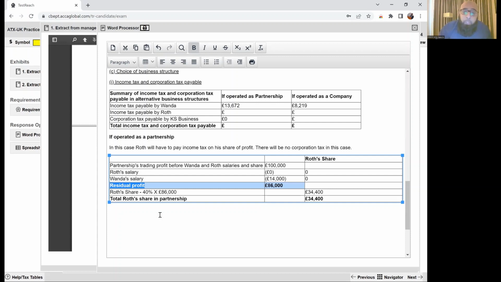Now, what we are doing is making a summary of income tax and corporation tax payable in the alternative business structures. If operated as a partnership, the vendor's income tax is 13,672. It is given in the question. Now, we have to calculate the income tax payable by ROT. ROT will be getting a share from the partnership of 34,400. Now, we'll calculate the income tax and we'll get the income tax payable by ROT. And then similarly, we'll move towards if operated as a company. So let's look at how we'll work.